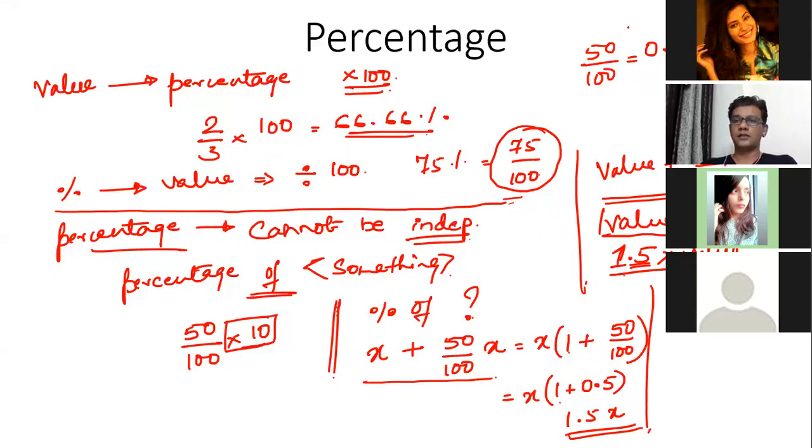So in case someone tells you that your value has increased by 20%, what will you multiply your value with? Value into increase of 20%. What will you multiply with? So 20% is basically 20 divided by 100. What is 20 divided by 100? It is 0.2. So will you multiply your value by 0.2 or will you multiply your value by 1.2? What will you multiply, guys? Put it in the chat box. If your value has increased by 20%, will you multiply by 0.2 or by 1.2?